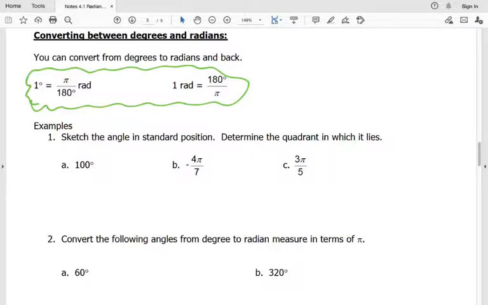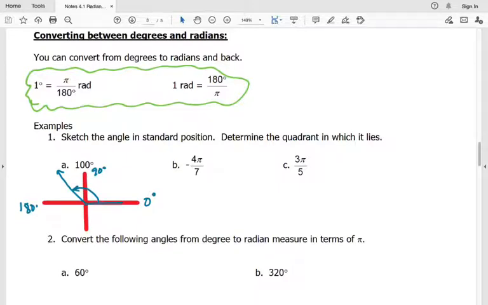All right, they want us to sketch these angles in standard position. So we have our x and our y axis. And again, think of this as 0 degrees right here. This is 180 degrees. This is 90. So 100 degrees is going to have a terminal side about right there. So this would represent a 100-degree angle.